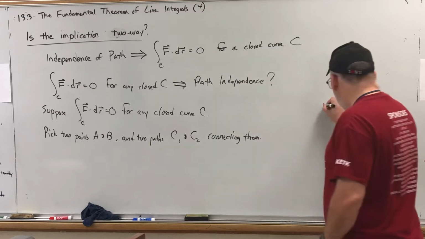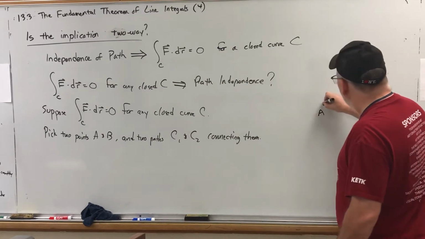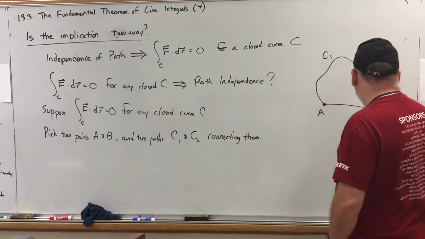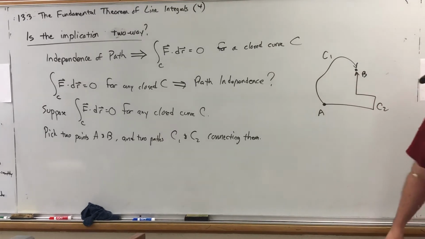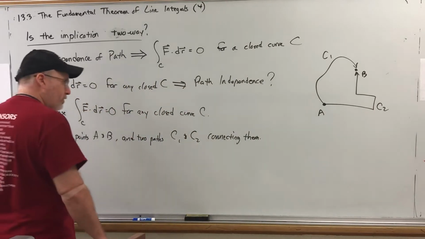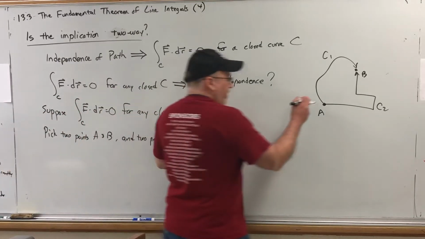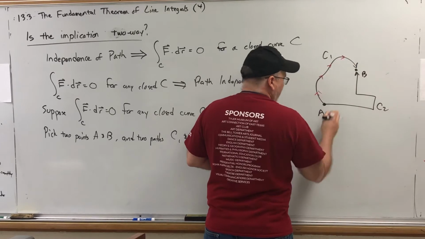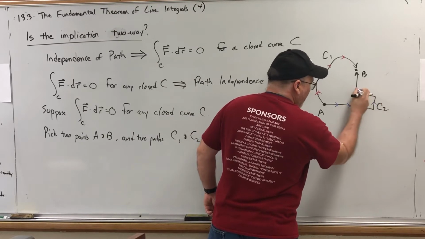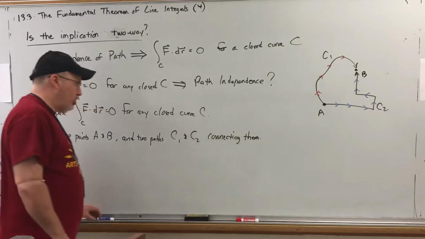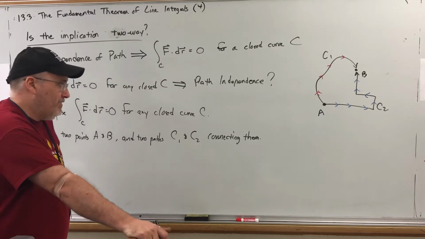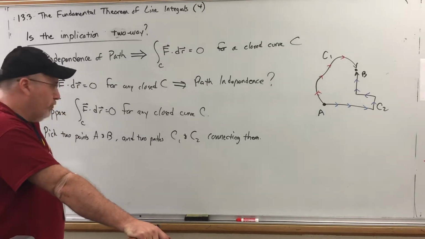So let's draw a picture. Here's point A, here's point B, here's path C1, and here's path C2. Remember, the paths don't have to be smooth, they just have to be piecewise smooth, which basically means you can have a finite number of sharp corners. All right, so if C1 goes in this direction from A to B, and then C2 goes in the same direction from A to B, can we show that the line integral over both of those paths will be equal? Even though we haven't defined the paths, we just defined their initial and terminal points.